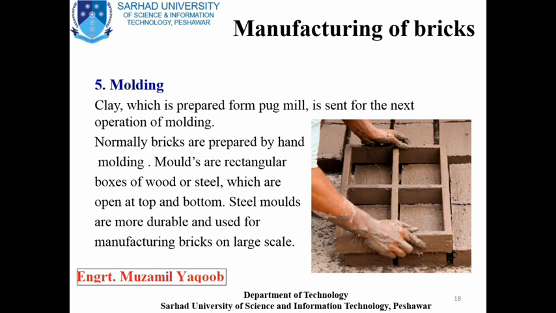Now, molding. The mixture prepared from the pug mill is sent for the next operation of molding. Molding is a process where the prepared clay is placed in a mold which forms it into the shape of a brick, or in other words, the process of giving a required shape to a brick from the prepared clay is known as molding.